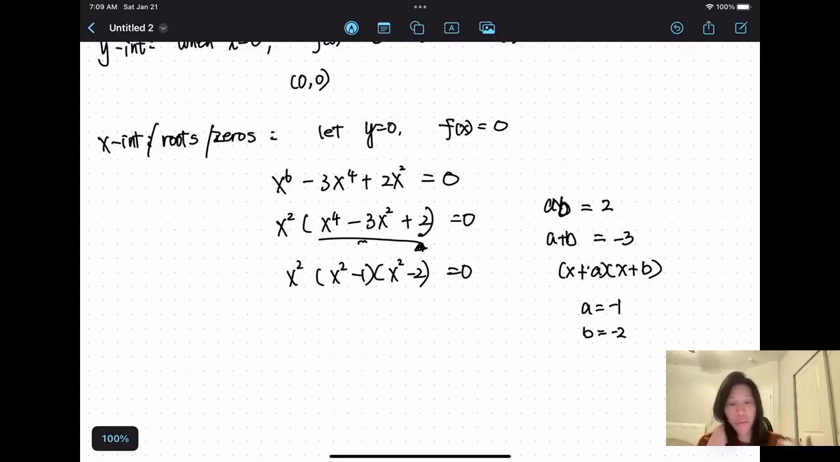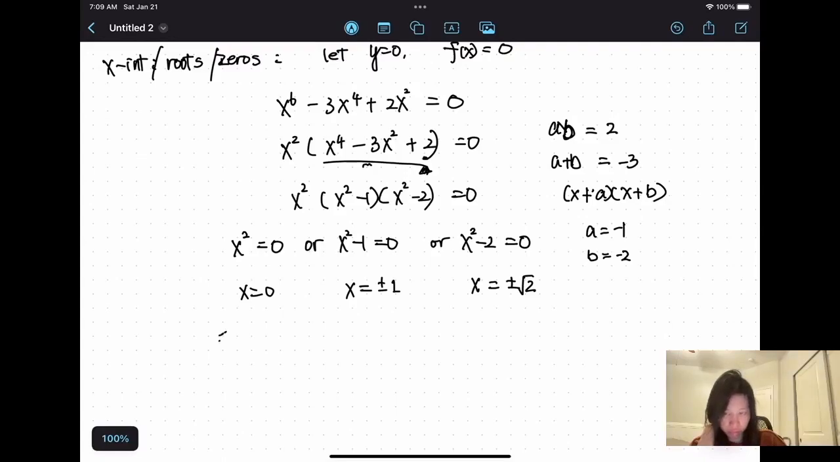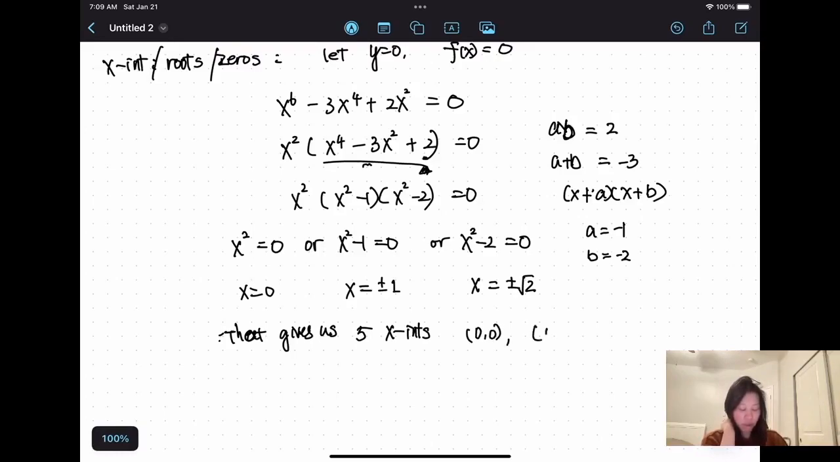So after that, we break it apart to find the solutions. Either x squared equals 0, or x squared minus 1 equals 0, or x squared minus 2 equals 0. So I have the answers x equals 0, or x equals positive or negative 1, or x equals positive or negative square root of 2. So for our x-intercepts, we have 5 in total, or 5 zeros, whatever you want to say. So I have (0, 0), (1, 0), (negative 1, 0), (square root of 2, 0), and (negative square root of 2, 0).